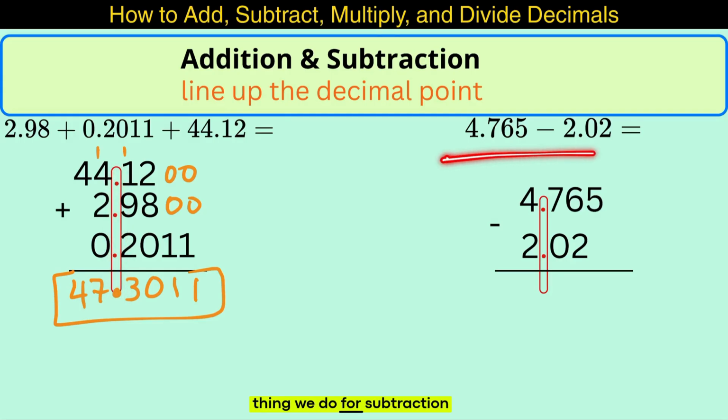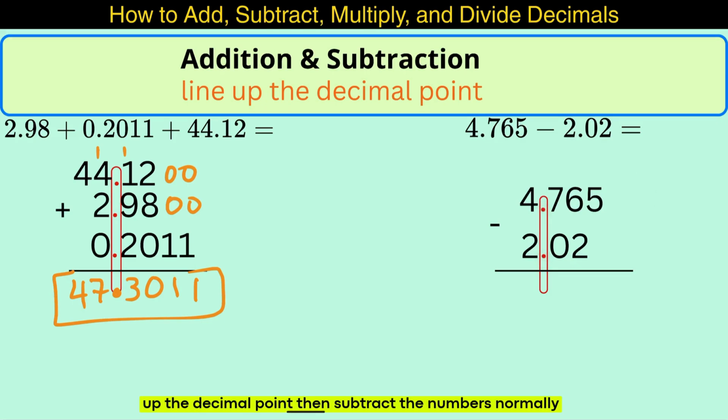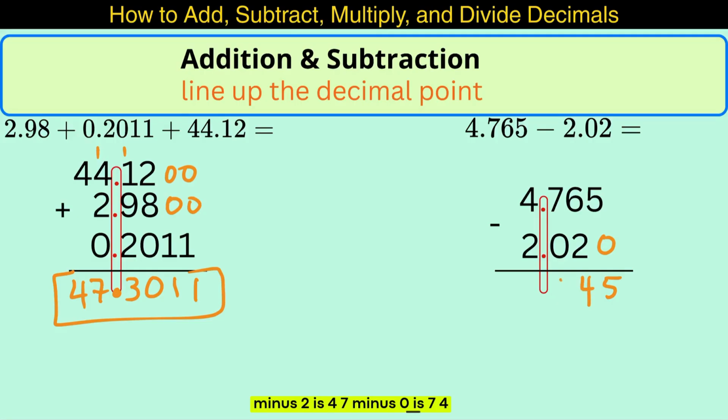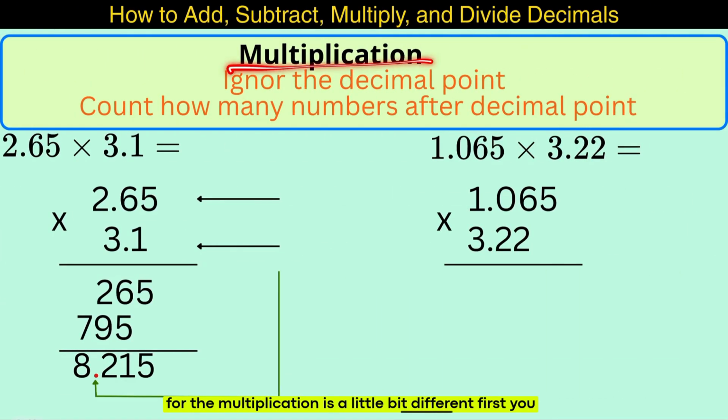Same thing we do for subtraction. I will write the numbers vertically, line up the decimal point, then subtract the numbers normally. Here I will add 0 as a placeholder. So 5 minus 0 is 5, 6 minus 2 is 4, 7 minus 0 is 7, 4 minus 2 is 2. Then I will bring the decimal point. The answer is 2.745.